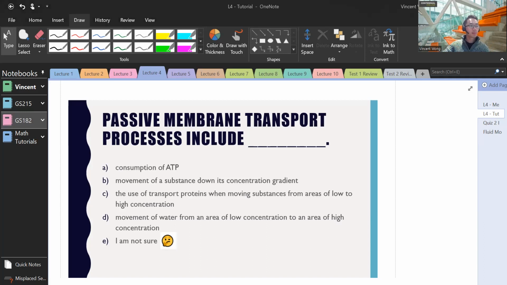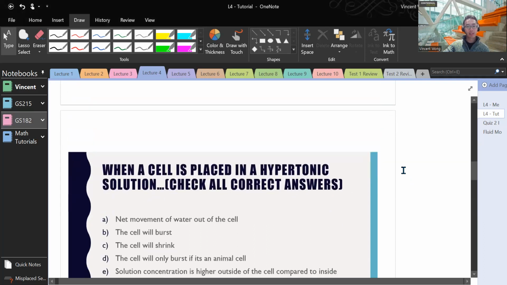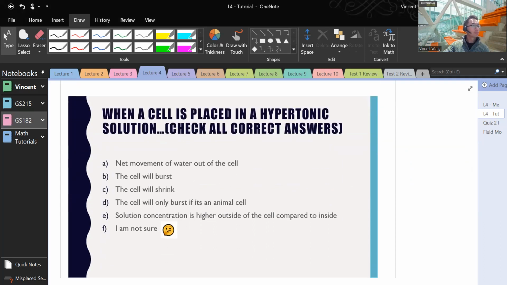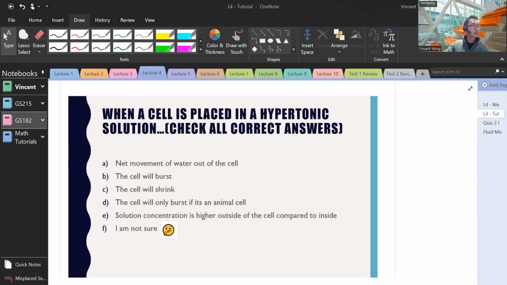Yep, I think this is pretty straightforward. I hope it's pretty straightforward. It will be movement of substance down its concentration gradient. Very good. Okay, let's see if we have another one. Go ahead.